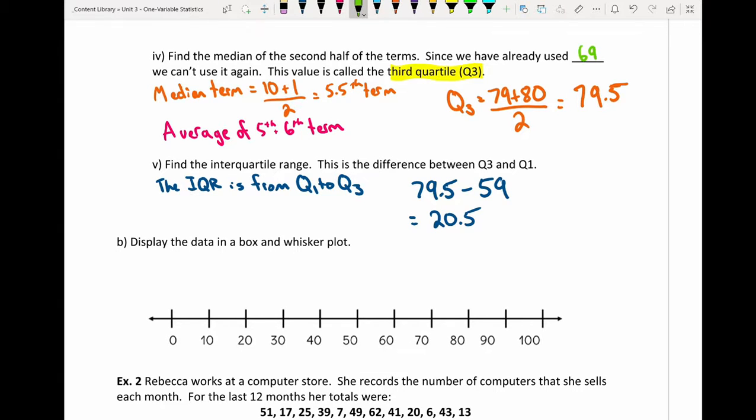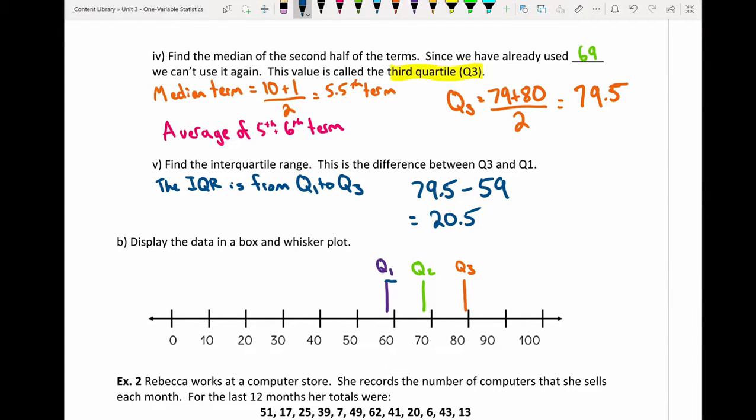First thing I'm going to do is draw a line at where my Q2 is. And my Q2, or my median, was at 69. So I'm going to put a line right here and label that my Q2. Next, I'm going to draw a line at my Q1. My Q1 was at 59, so again, I'm going to draw a line right here and put Q1. My Q3 was 79.5, so I'm going to draw a line here, and Q3.